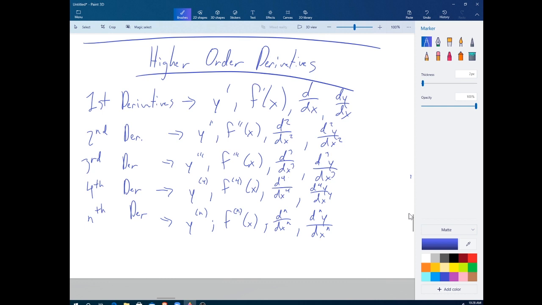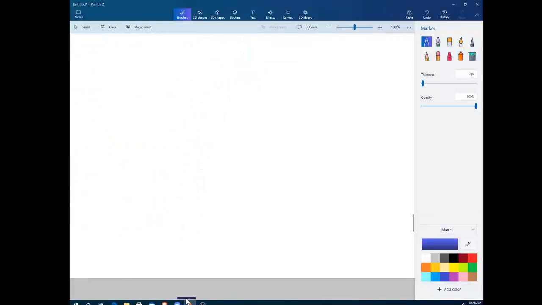By the way, this whole business here that I just wrote down is on page 125 of your textbook. You can copy it from there as well. I am going to go ahead and skip over here though.